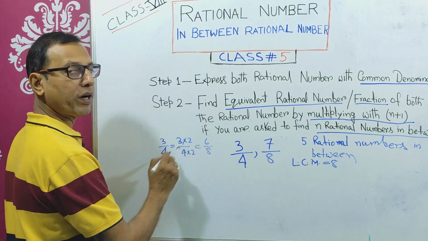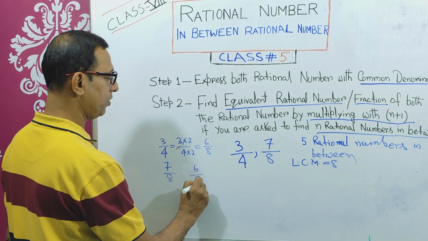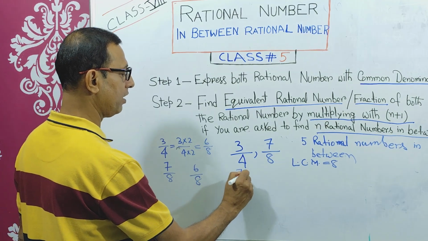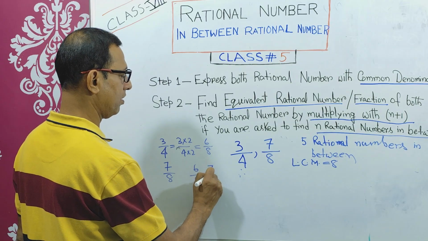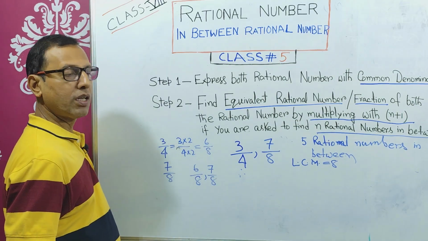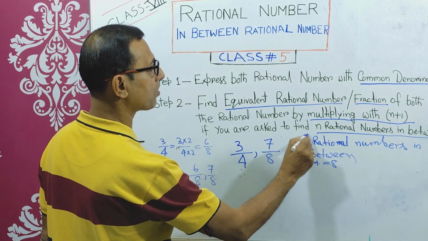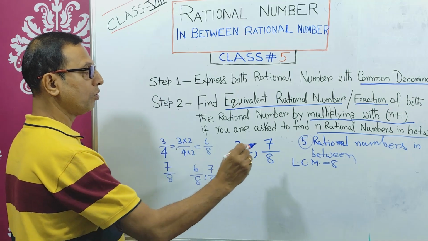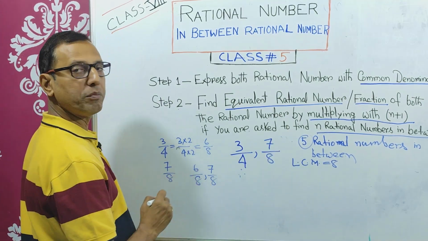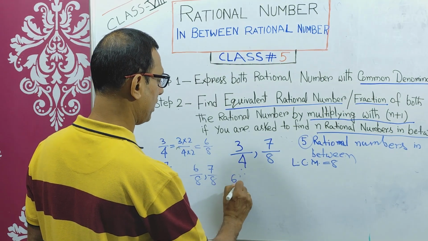So what are the 2 points now? 6 by 8 and 7 by 8. You need to find out between 6 by 8 and 7 by 8. Now you are being asked to find out 5 rational numbers. Therefore now you come to step 2. So how we will make the equivalent fraction? You will make the equivalent fraction of 6 by 8.